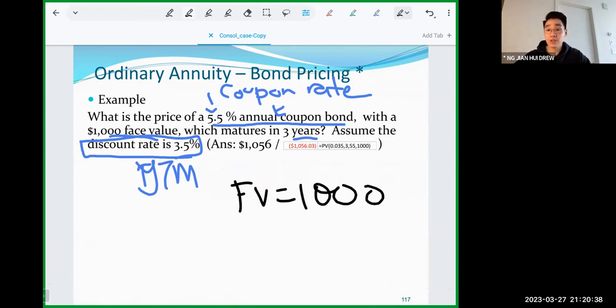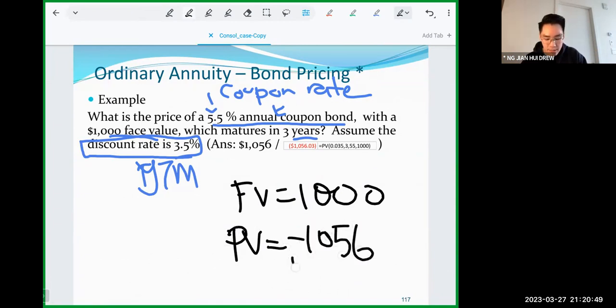the company. So remember, receive back is a positive to you, and the PV that we calculated, PV equals to a negative, right? Negative 1,056. And why is it negative? It's because you are paying the company this amount of money to buy the bond, right?